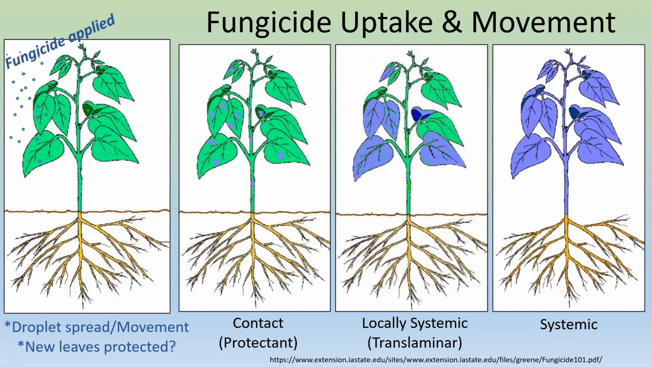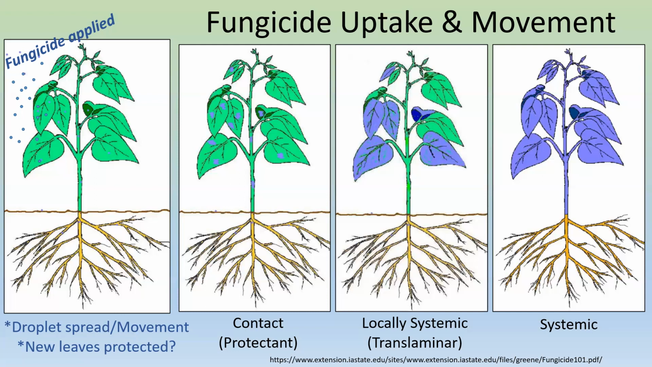Okay, so the drop, depending on droplet size, you'll get a little bit of a spread, but it won't protect anything more. So if it only hits the upper leaf surface, you'll have no protection in the lower leaf surface. Okay, now you're looking, the third picture is the translaminar.